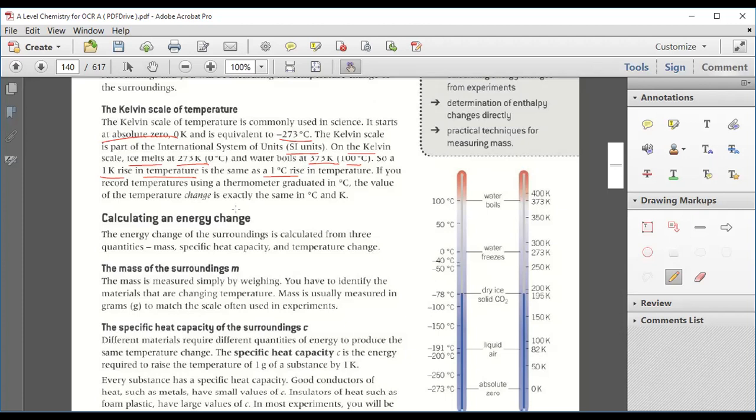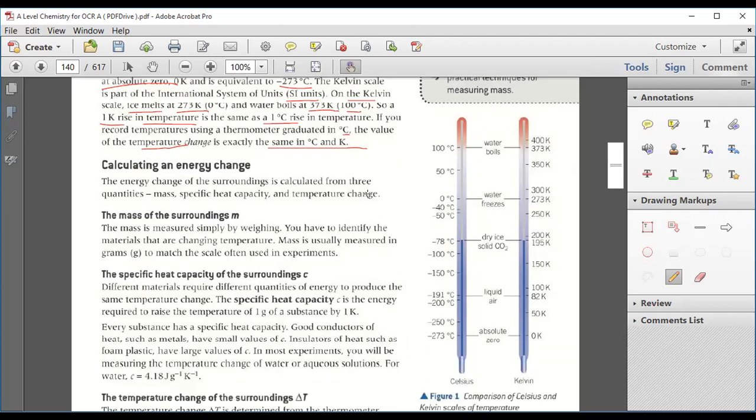If you record temperature using a thermometer graduated in degrees Celsius, the value of the temperature change is exactly the same in degrees Celsius and Kelvin. So the change in value will be the same in the case of Kelvin and in the case of degrees Celsius. Now calculating an energy change. The energy change of the surroundings is calculated from three quantities. The first one is mass, then specific heat capacity, and then temperature change.